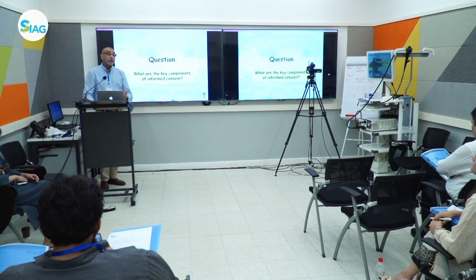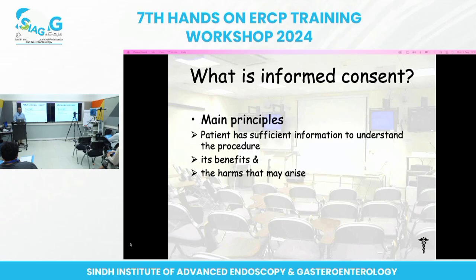So the key components of an informed consent. The main principle of an informed consent is that the patient should have sufficient information to understand the procedure. It should be, as I said, explained in simple layman terms to them, its benefits and the harm that may come out of the procedure, which is the complications, the side effects.